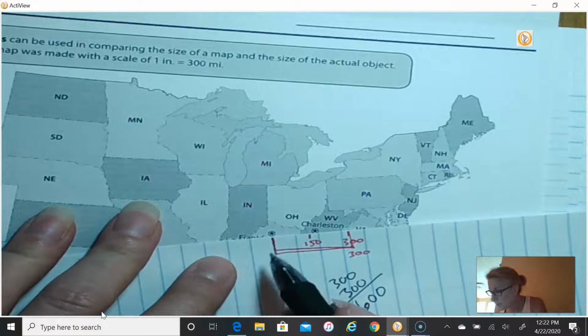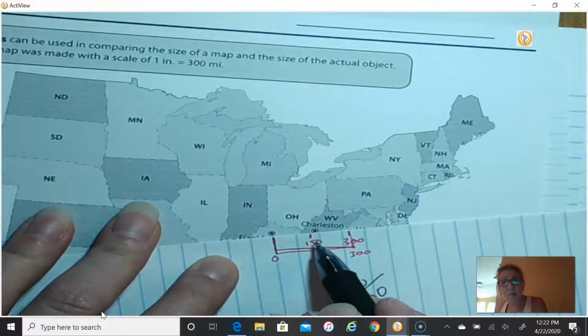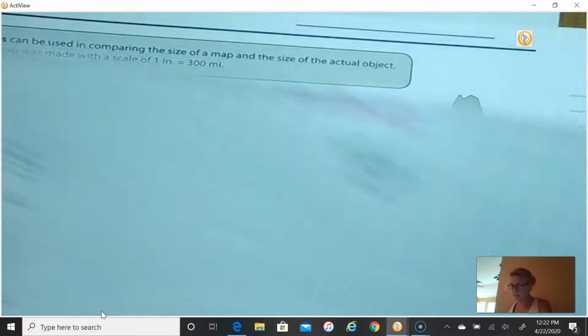Well, look at there. Frankfort's at 0. Charleston is right there at what? Approximately. Remember, it doesn't have to be exact. So approximately 150.